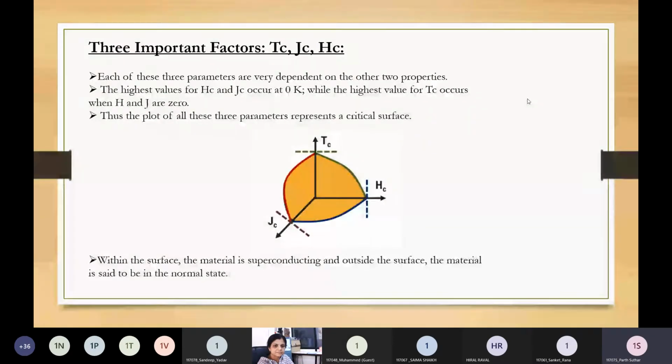It is given that the highest value of Hc and Jc occur at 0 Kelvin, while the highest value for Tc occurs when H and J are 0. So from this we can say that H and J are directly proportional to each other, while H and J are inversely proportional with T. Have you got it? Yes. Okay, so continue.